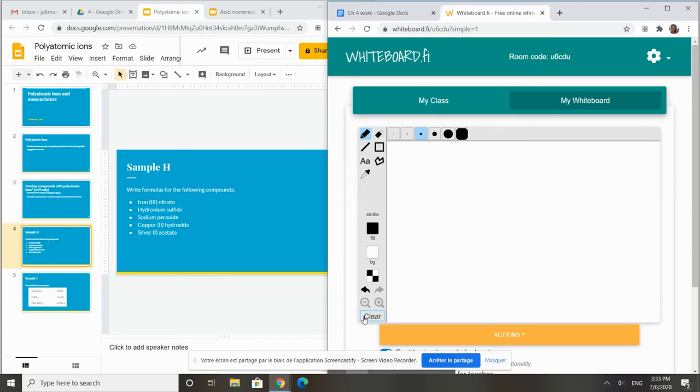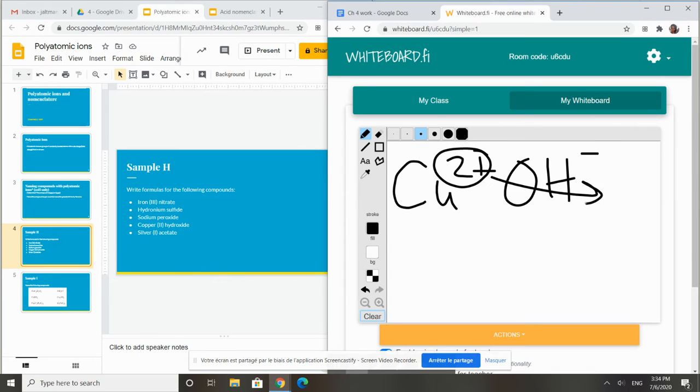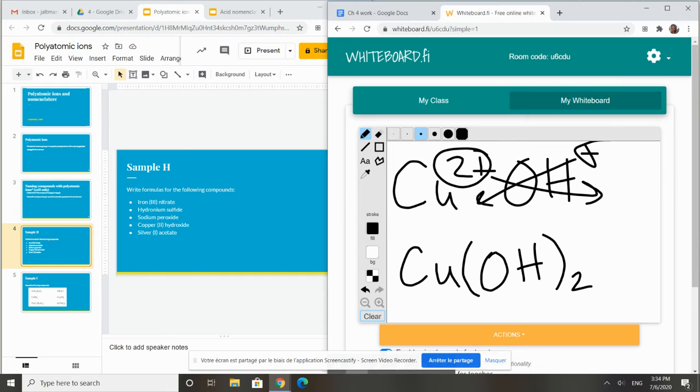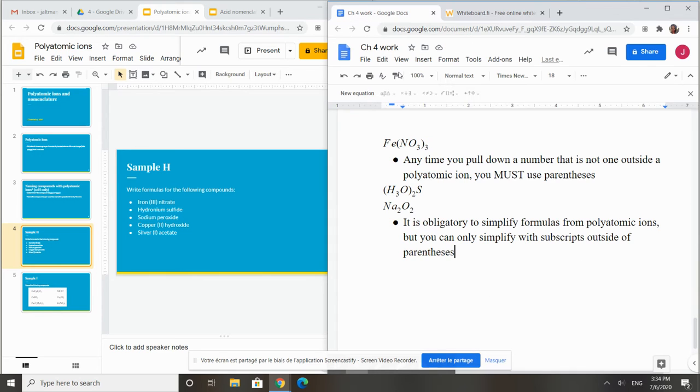Copper(II) hydroxide. So it is copper, Cu, and the 2 means I give it a 2+ charge. Hydroxide is a polyatomic ion, OH minus. I have to use parentheses here because OH is a polyatomic ion.